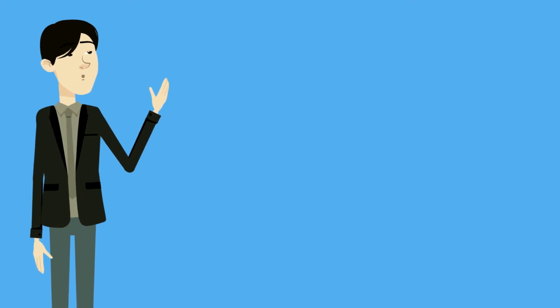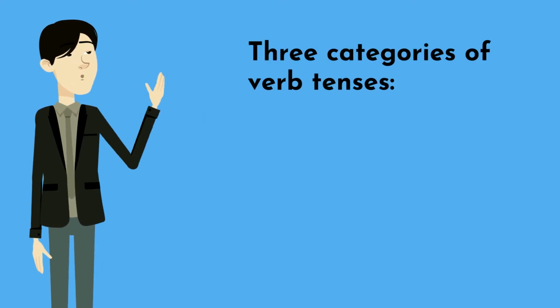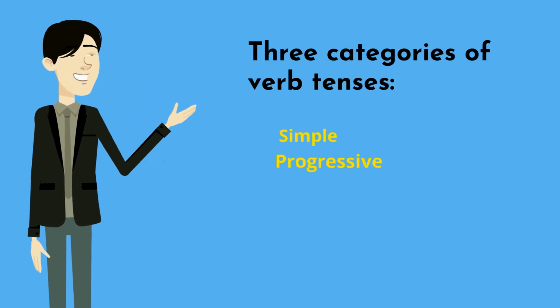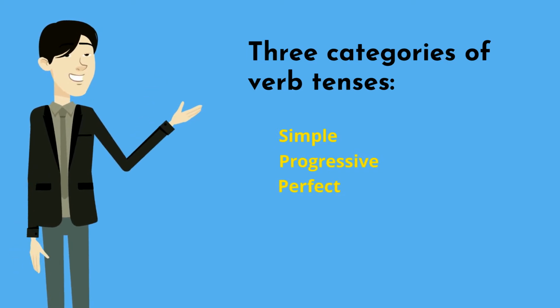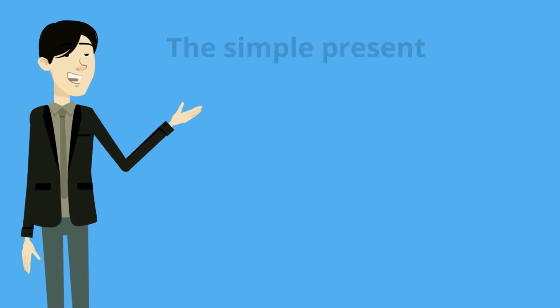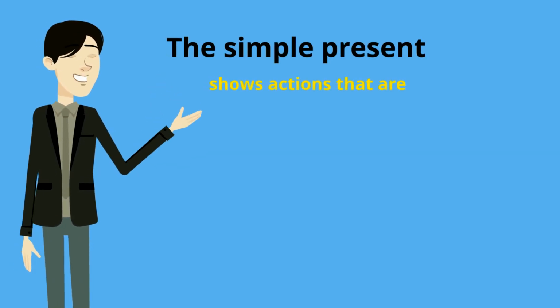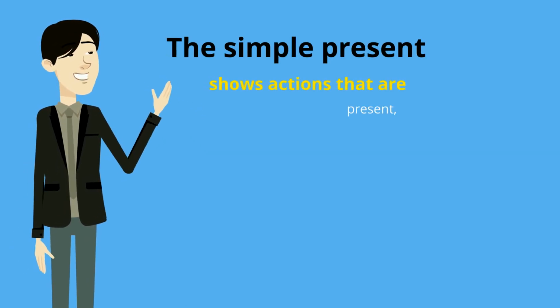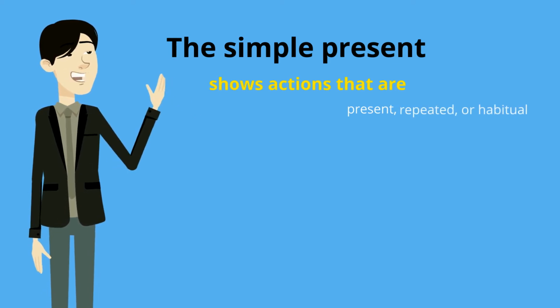Verb tenses can be put in three major categories: simple tenses, progressive tenses, and perfect tenses. There are three simple tenses. The simple present is for actions that happen in the present or actions that are repeated or habitual.